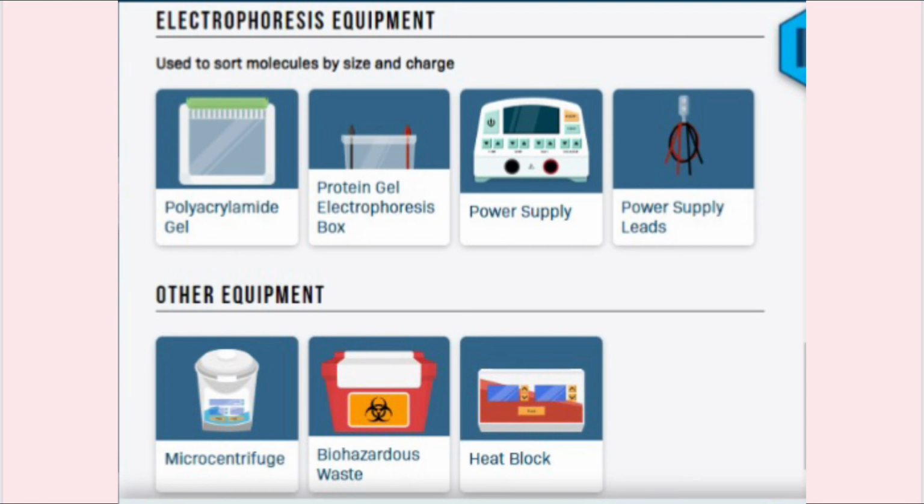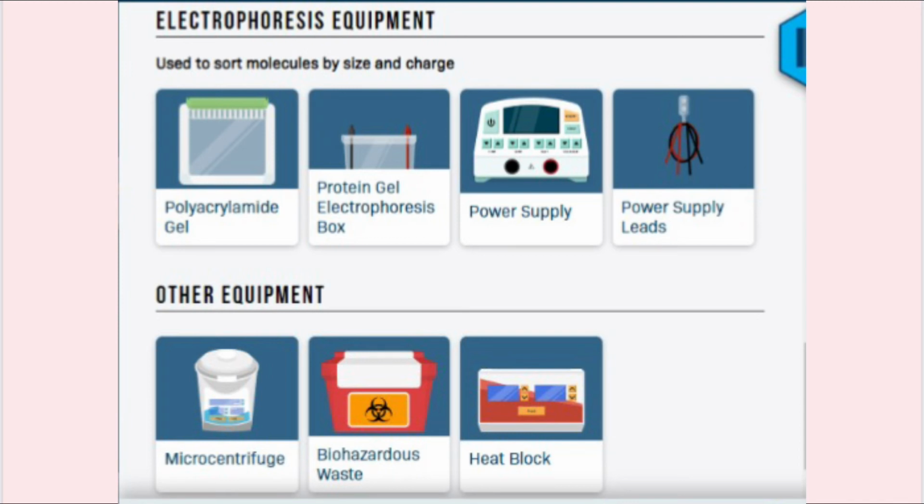And lastly, the other equipment is the microcentrifuge, biohazard waste, and heat block. The microcentrifuge is a motor-driven centrifuge that spins samples at high speed to collect the liquid at the bottom of the tube for easy transfer. Next is biohazard waste. It is a waste container used to dispose of any biohazardous waste resulting from the experiment, including the micropipette tips.